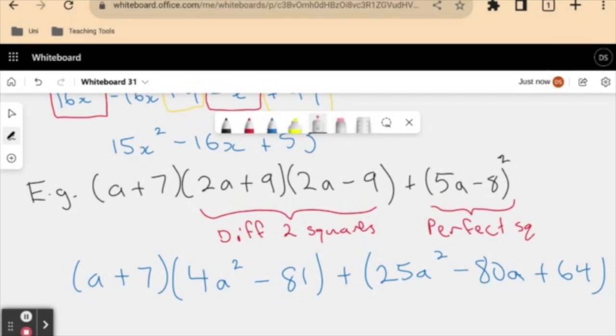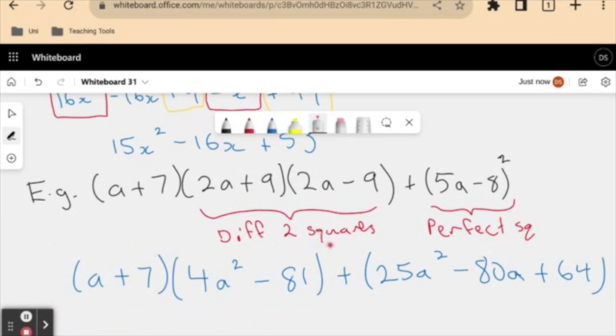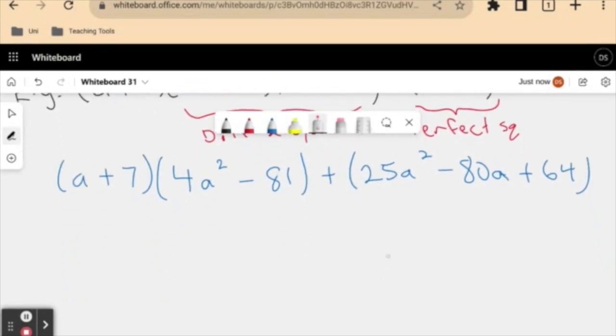Because we still have binomial products here. Now, these aren't of any relationship or special type of binomial expansion that we looked at before. This isn't a perfect square. This isn't the difference of two squares. So we will just expand it the old-fashioned way, right? We'll use our FOIL method.